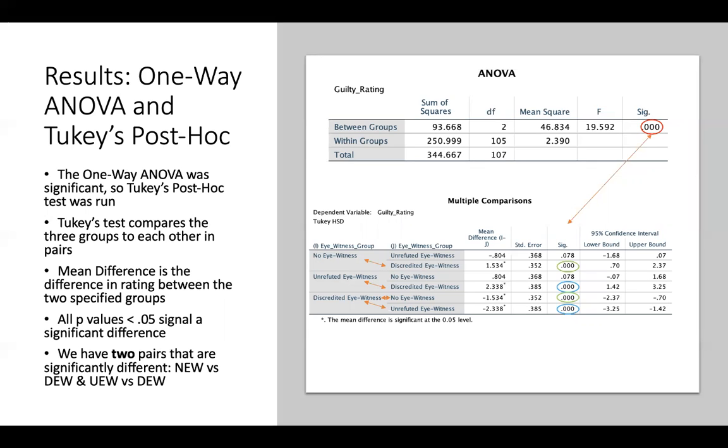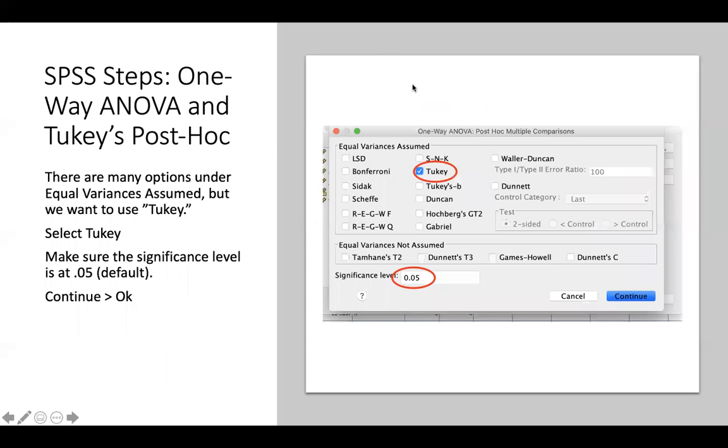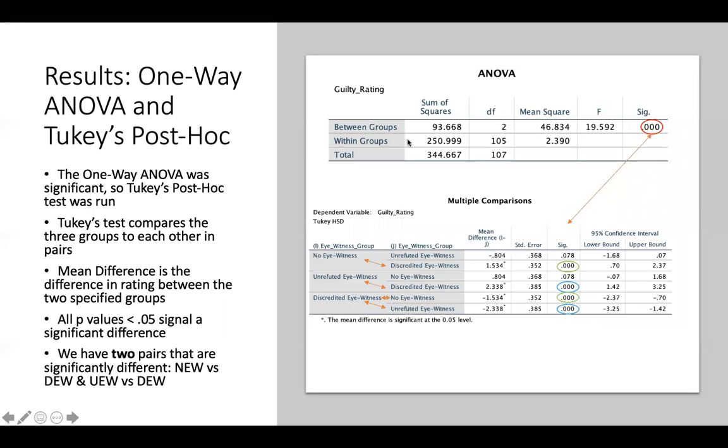Anyhow, so the results. When you run this, it spits out the ANOVA results, which we already had here. So you get the same results, but then it also spits out this multiple comparisons chart, otherwise known as the Tukey's post hoc test. Because the ANOVA was significant, we ran the Tukey's post hoc test. It compares the three groups, and what it shows is the mean difference right here between these three groups. So it shows the difference between no eyewitness and unrefuted eyewitness, and no eyewitness and discredited. This just goes to show how much it differs.